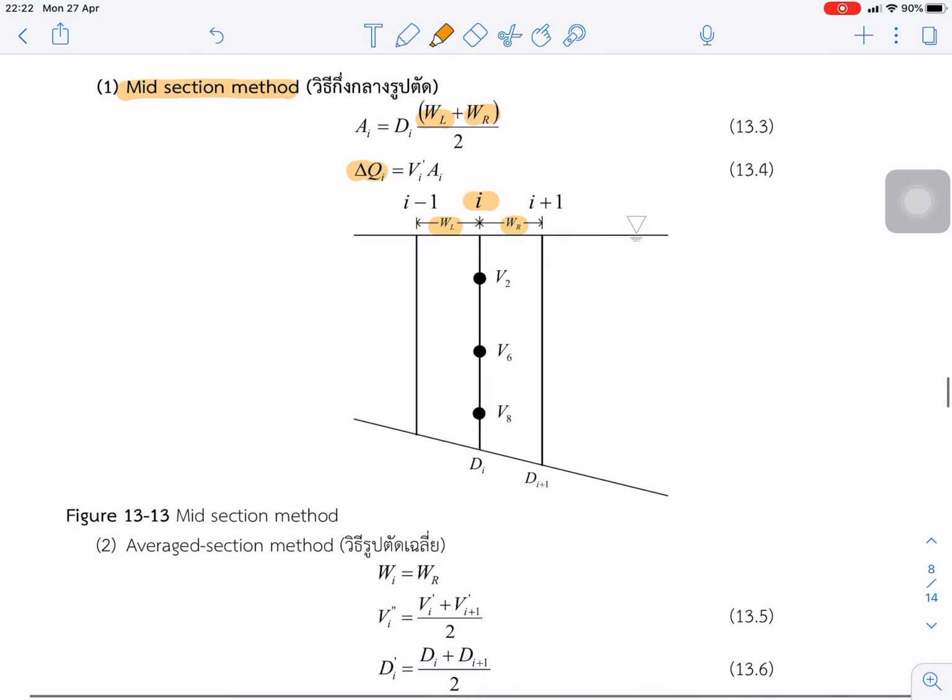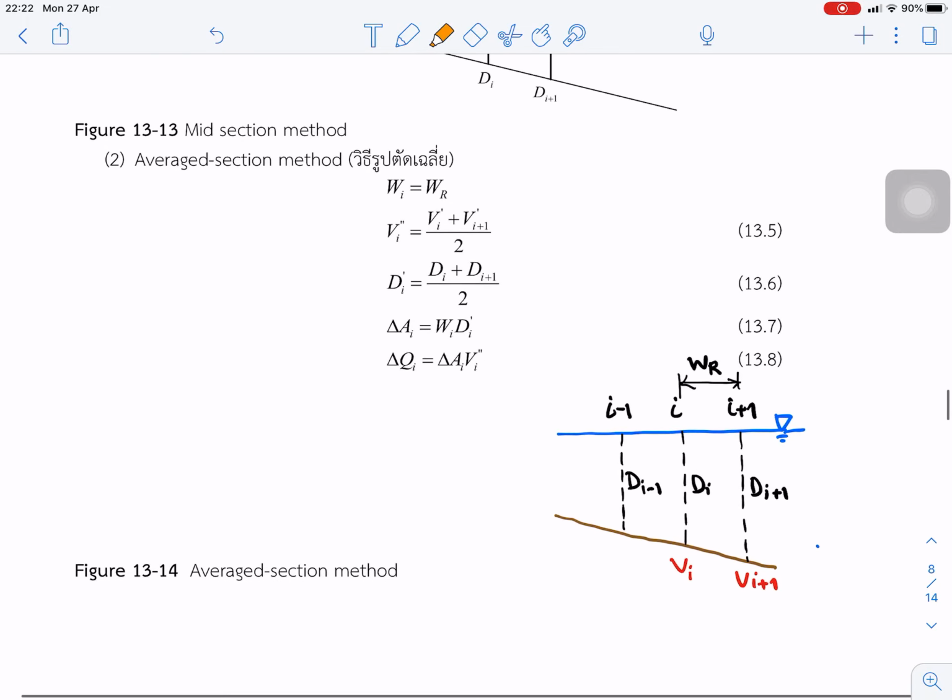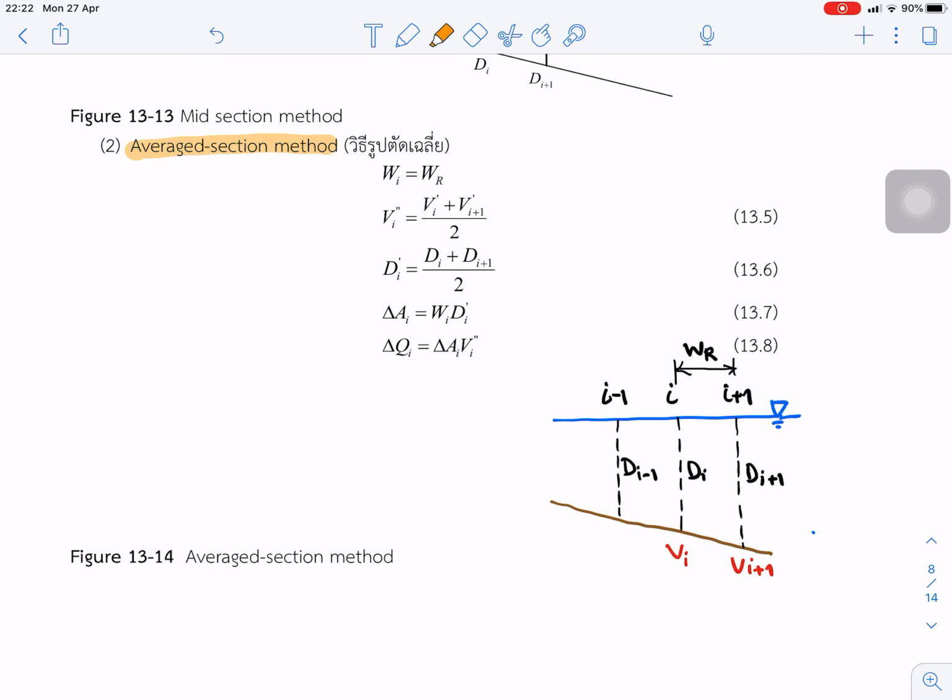Another method we call the average section method. At the section, we take the average between section I and section I plus 1, and we use the width from the right side. For the average, we take the average velocity from VI plus 1. We take the depth as well from DI and DI plus 1, and multiply the depth with the width, and Q is the area times the average velocity VI (double bar). Okay.